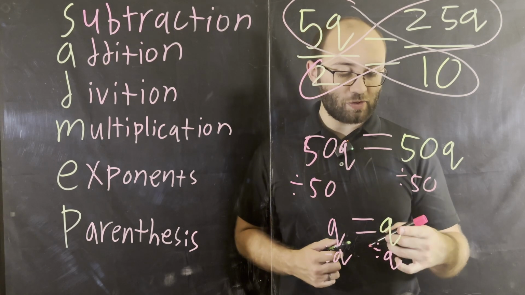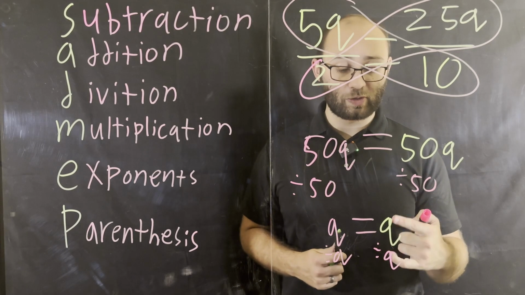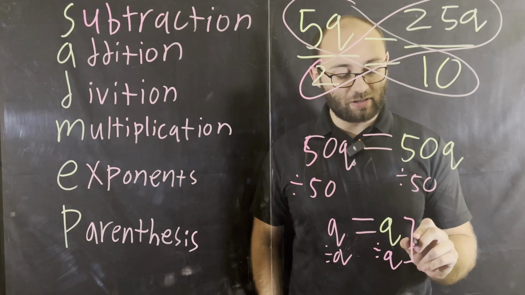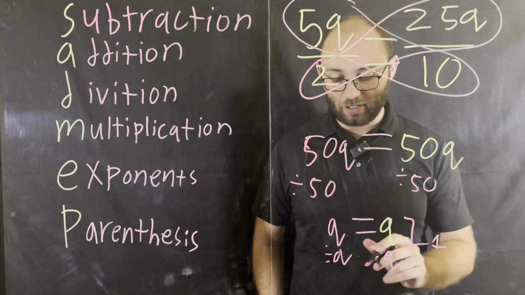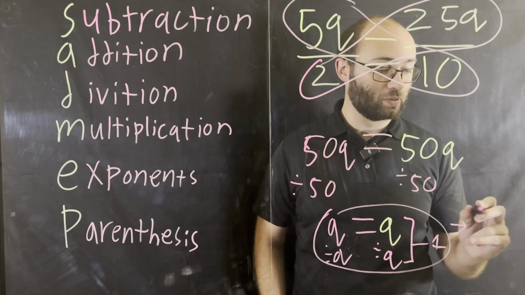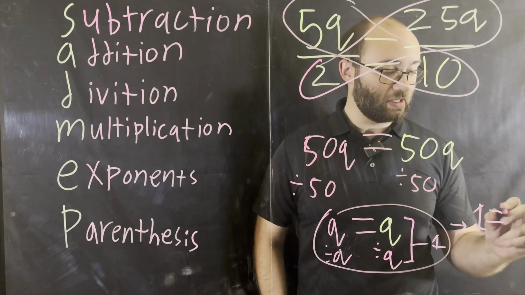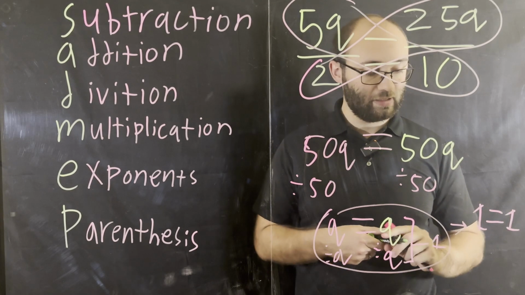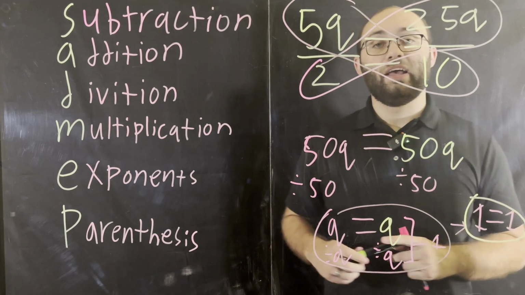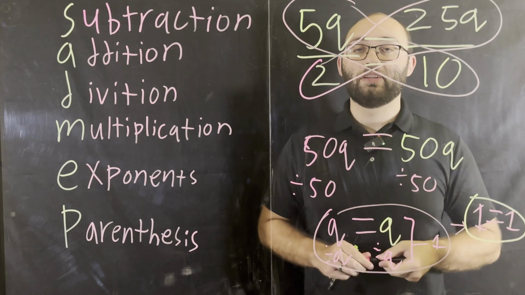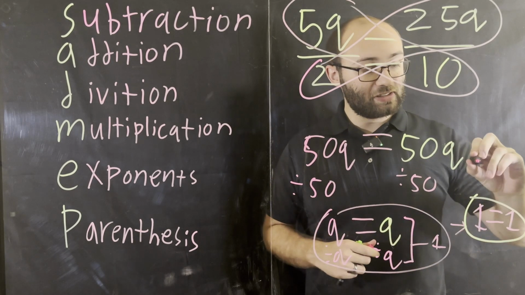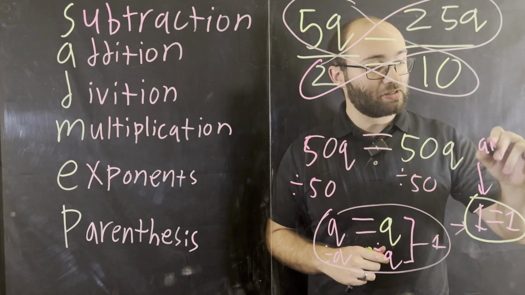Now, when I divide something by itself, it actually doesn't disappear, it turns into 1. So this equation right here turns into 1 is equal to 1. And that is our final answer. And welcome, class, to our last possible solution we can get from these. This is all solutions.